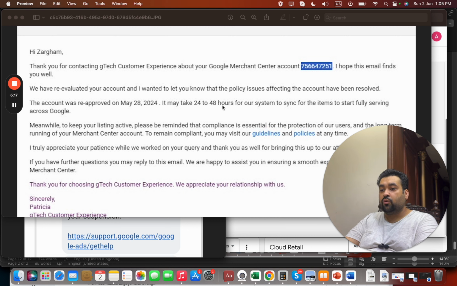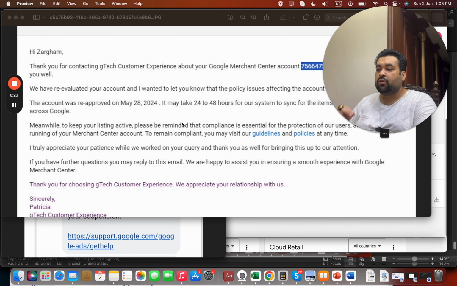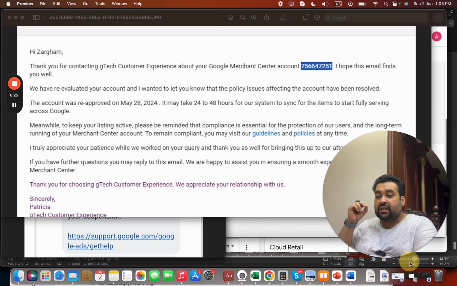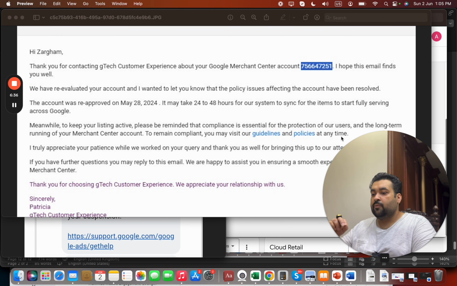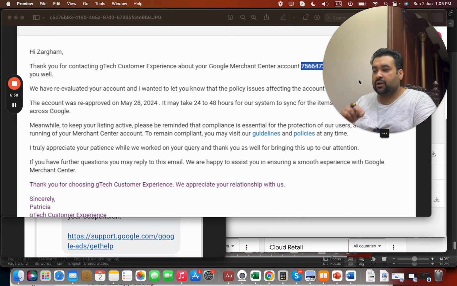It may take 24 to 48 hours for our system to synchronize for the items to start fully serving across Google. Meanwhile, to keep your listing active, please remember that compliance is essential for the protection of our users and the long-term running of your Google Merchant Center account. To remain compliant, you may visit the policies. I truly appreciate your patience while we worked on your query. Thank you for bringing this to our attention."